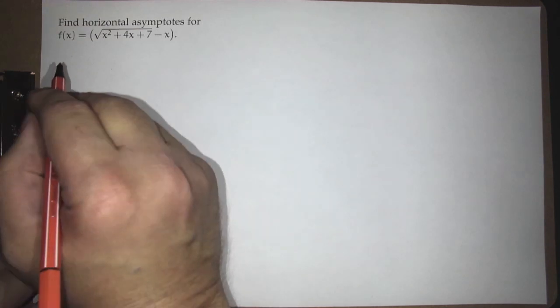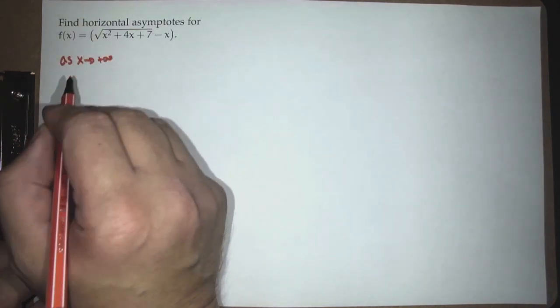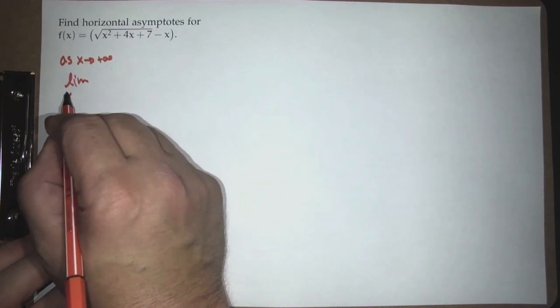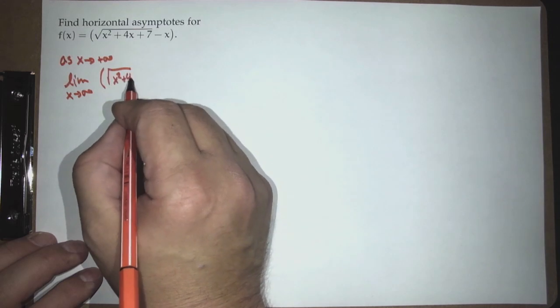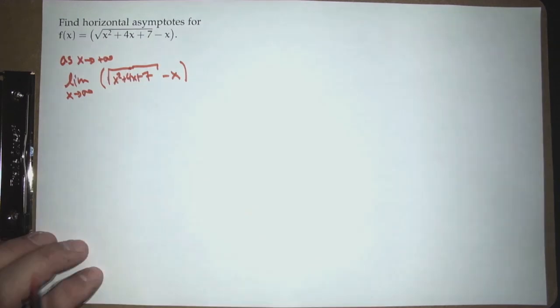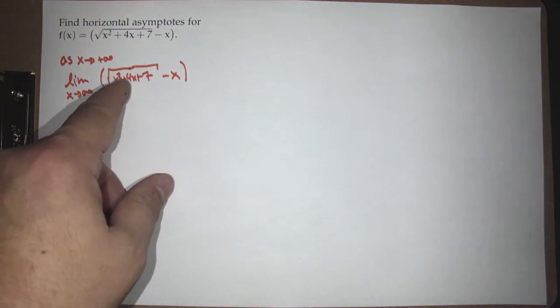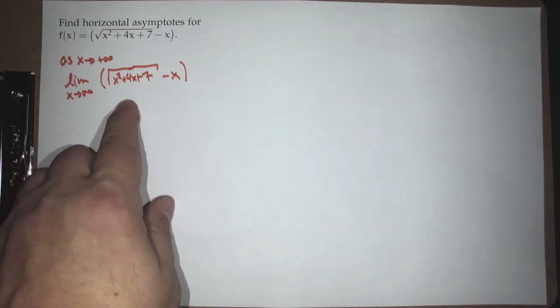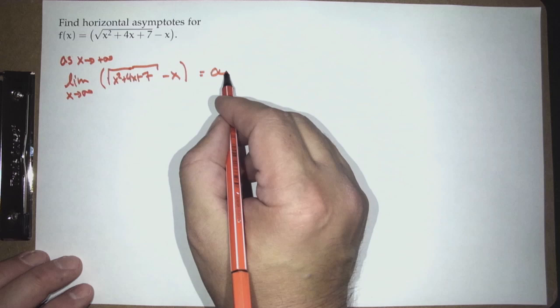All right, so let's look at x going to positive infinity. We're going to take the limit as x goes to infinity of the square root of x squared plus 4x plus 7, minus x. Now, we start by plugging in. What happens to our first term, that square root of x squared plus 4x plus 7? What's it going to do? It's going to get big. It's going to get arbitrarily big. So we say that first term is getting big.